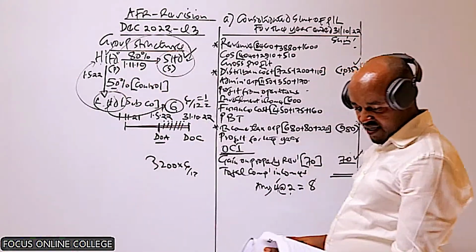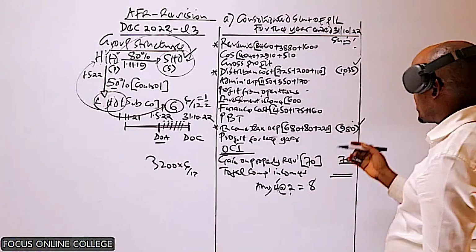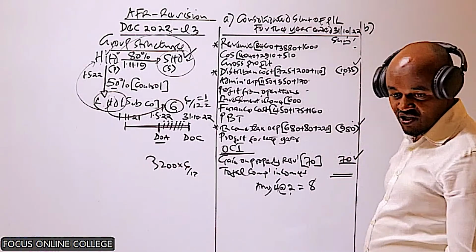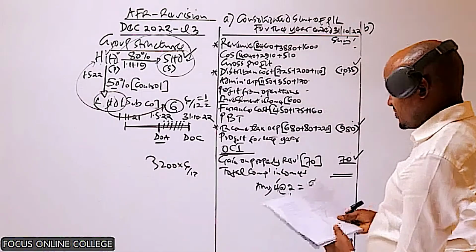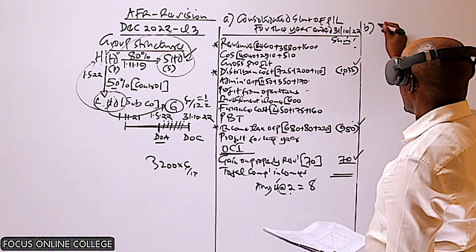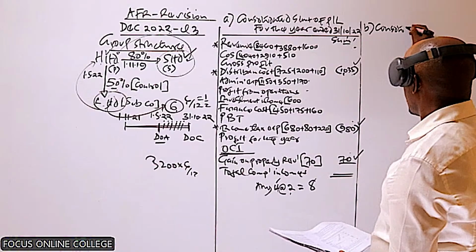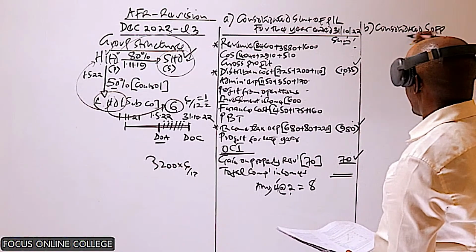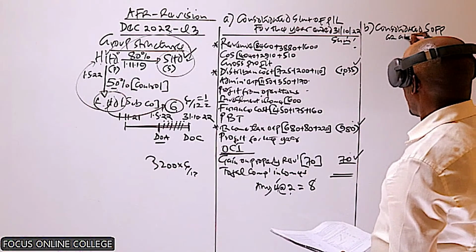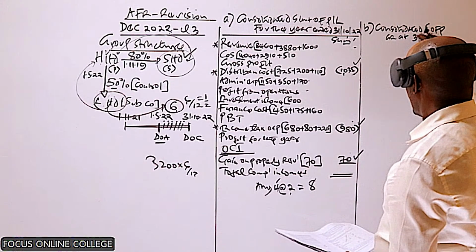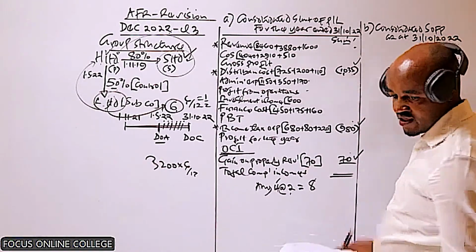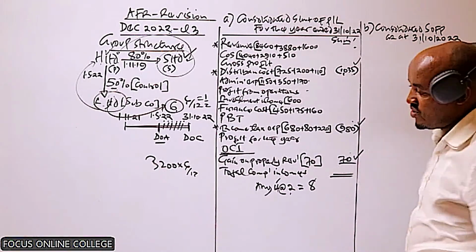Now, equally, we have a sketch of what you require to prepare in part B. Then we go to the additional information and make the necessary adjustments. So the consolidated statement of financial position is at 31st of October 2022.